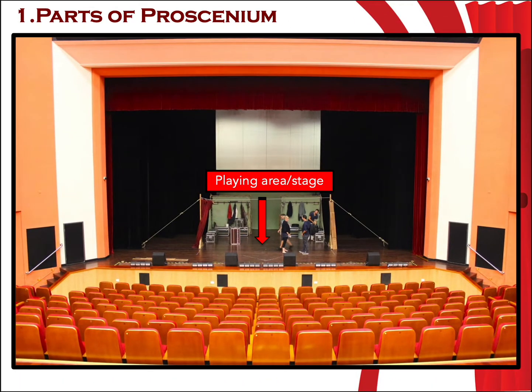So let's look at the anatomy of a proscenium stage. This is the stage at SAPA. So this is the playing area, or the stage itself. The playing area is the area that the actors have available for them to move about and to interact and to do their thing.